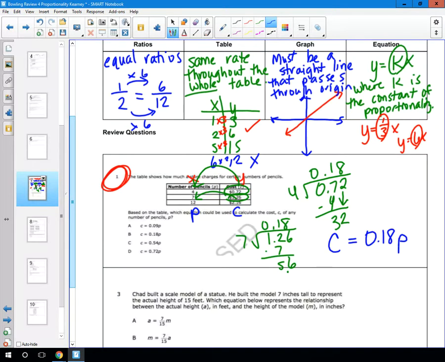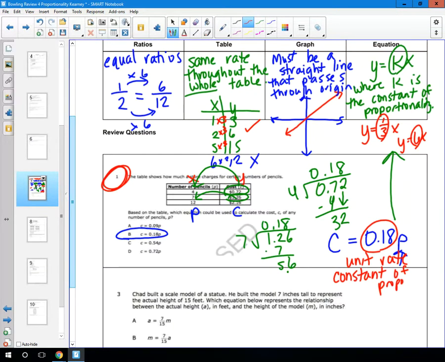That means you could figure out, if you wanted to know how much 10 pencils cost, you could always plug in 10 where the P is and figure out what your cost would be. So my equation is B. Now, please note, does this look like what we said the equation would look like? Y equals kx? Yeah, it's just not a y and a k, it's a c and a p. So here, my 18 cents, that's how much one pencil costs, so that's my unit rate. And we also said the unit rate is the same as the constant of proportionality. So 18 cents is also my constant of proportionality.